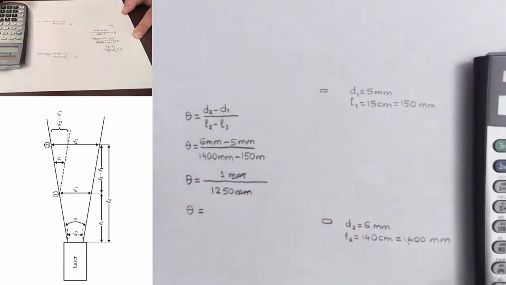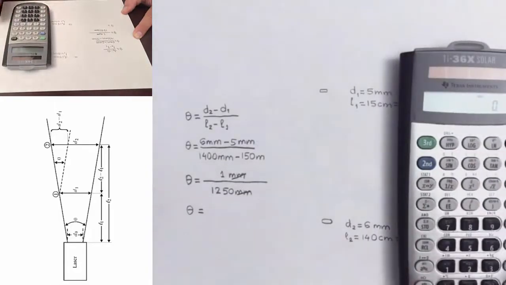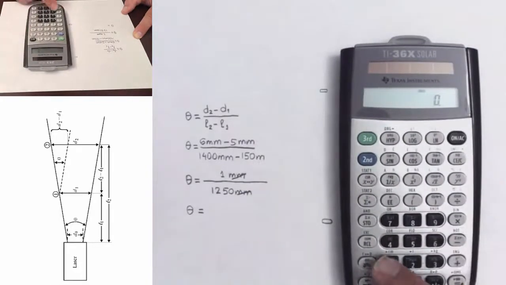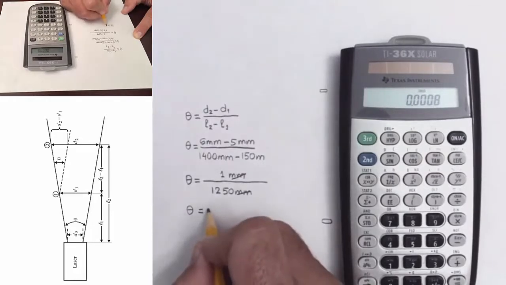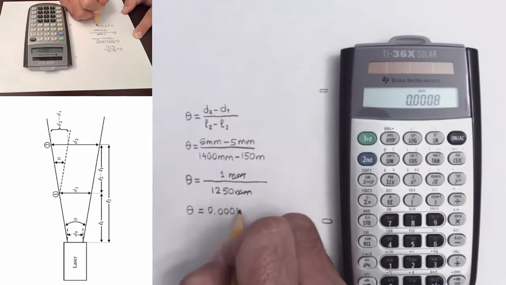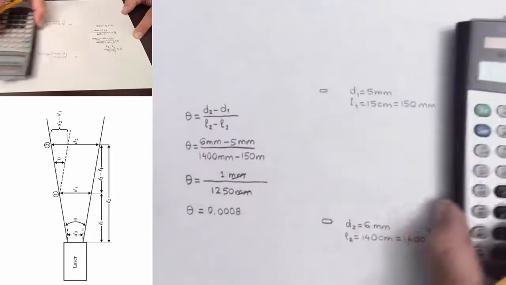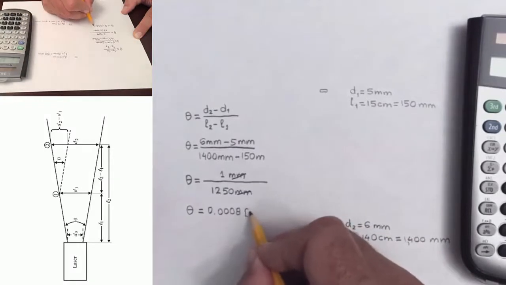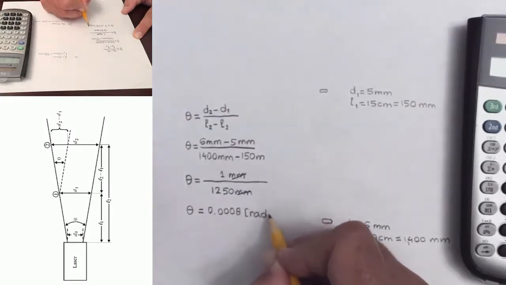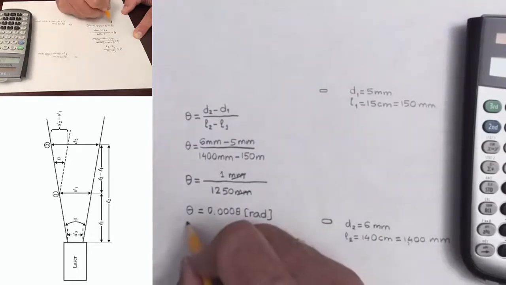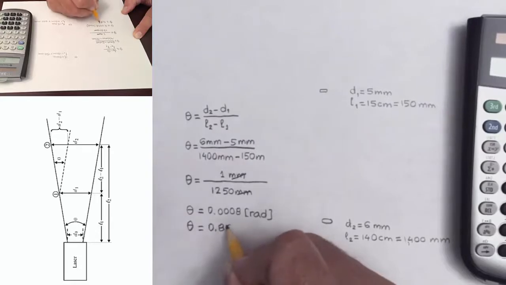Then you do on your calculator 1 over 1250 equal to 0.0008. And the unit that we are going to use here is radians. You can further convert this into milliradians. So this laser has a beam divergence of 0.8 milliradians.